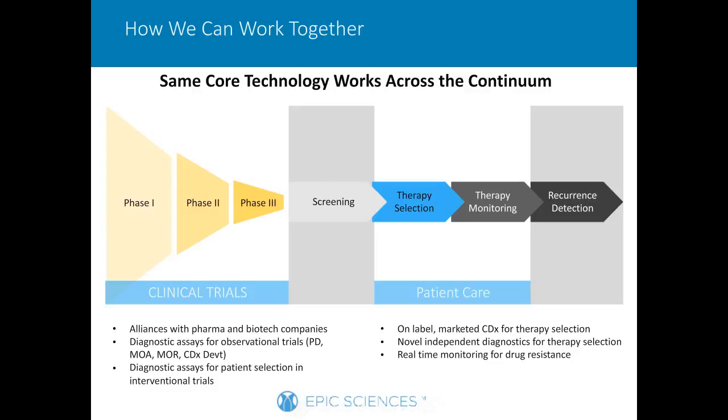We can take those assays, qualify and validate them, and run them in our CLIA lab prospectively for patient selection to support interventional clinical trials. And then moving forward, we're developing the capabilities for diagnostic applications where we could use this for both companion and novel diagnostic therapy selection and monitoring of drug resistance. We really think one of the most exciting applications of this technology is real-time monitoring of drug resistance and seeing the emergence of resistant clonal populations.